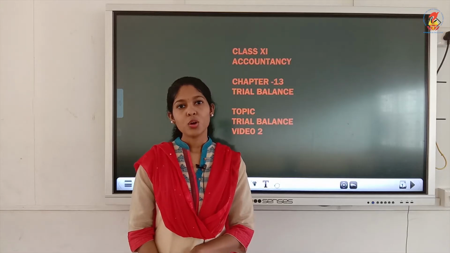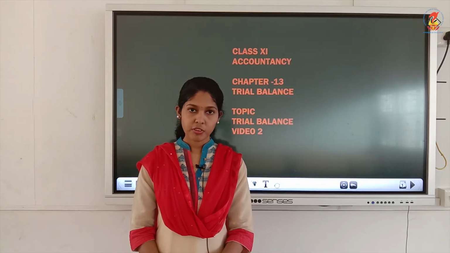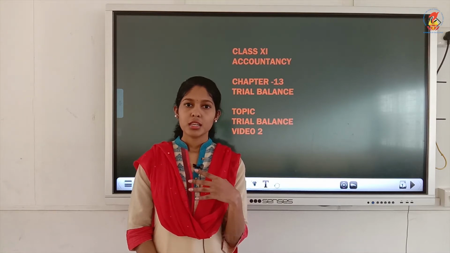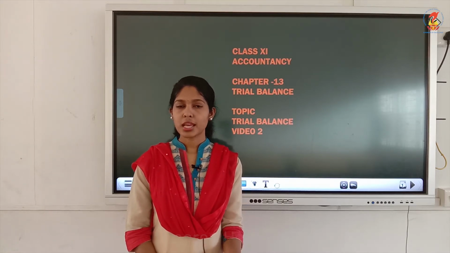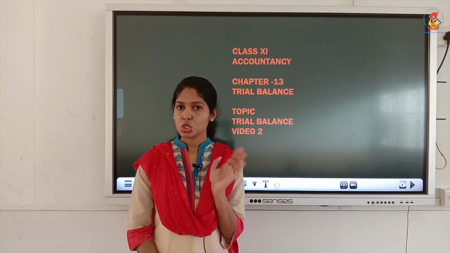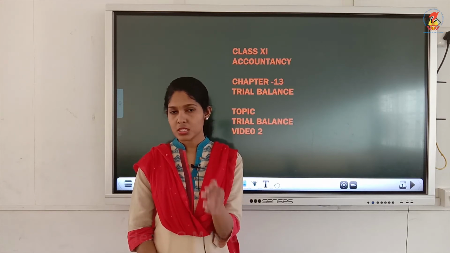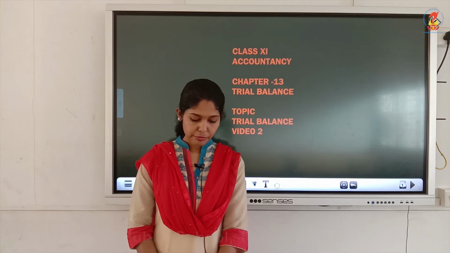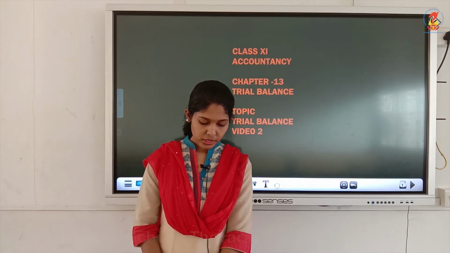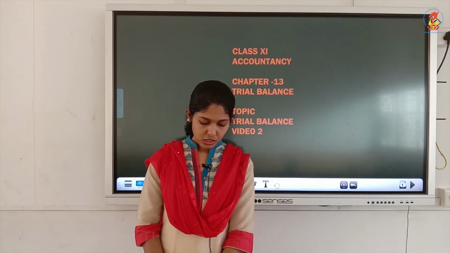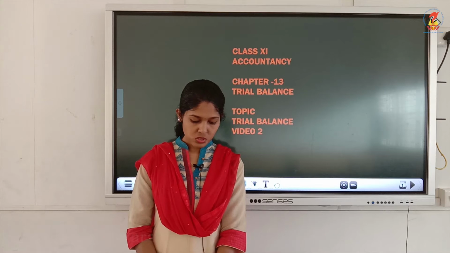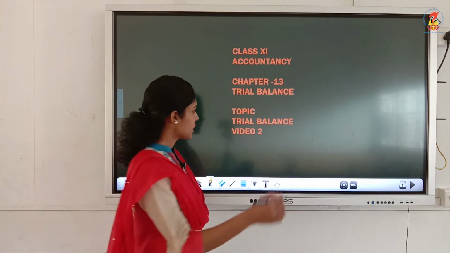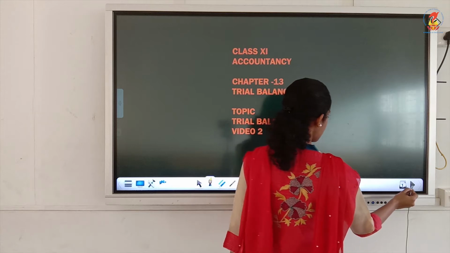Next we'll work out illustration number 5, page number 13.15. Nothing new for you to learn actually. Only thing is you should know the nature and whether it is debit or credit balance. Only that you need to learn from this chapter. Okay, so illustration 5, from the following ledger balances you have to do a trial balance as on 31st March 2019. So, we will draw the format first.